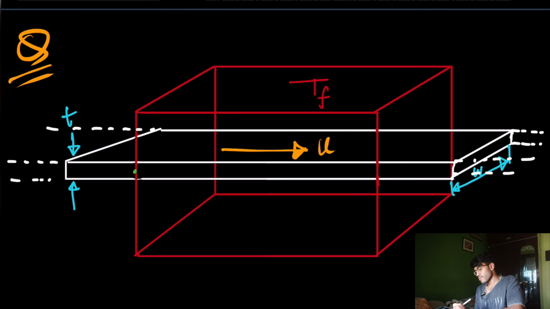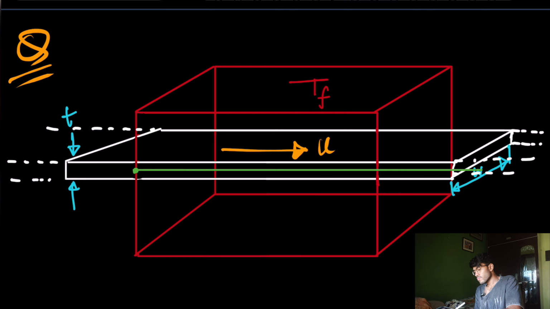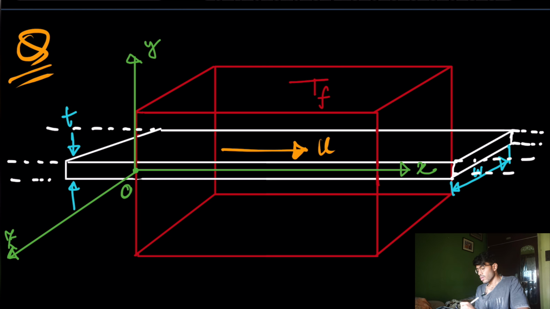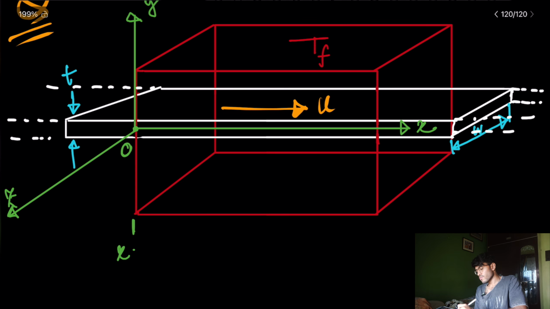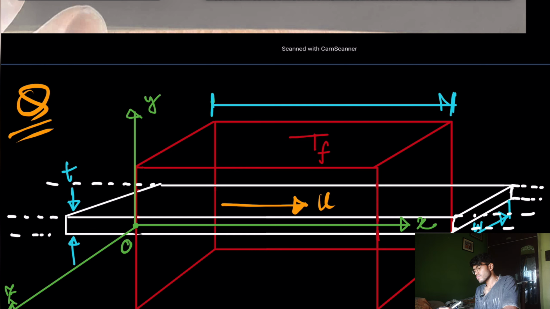Okay, so this is Tf, and now here I will set up a coordinate axis for you. We will take this green color only. So this is x, this is y, and this is z, and this is my origin. This point is x equal to 0, this point is x equal to L, where this L is nothing but the length of the furnace. Length of the furnace is L.